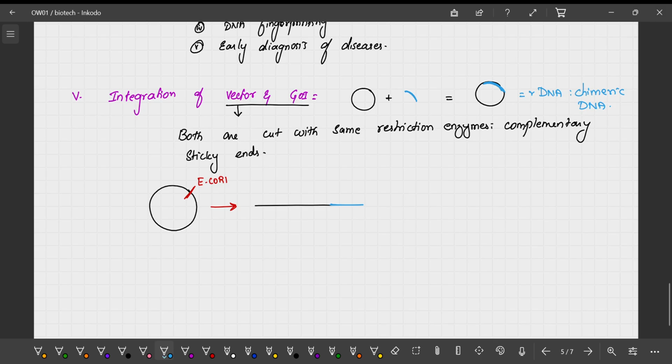Okay, so now we will finish this lesson, or at least try and finish this. Now here we are adding our gene of interest.